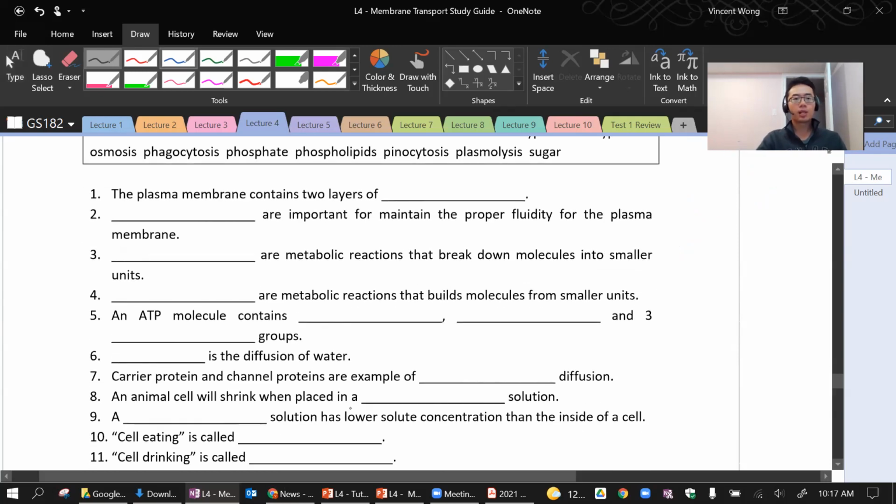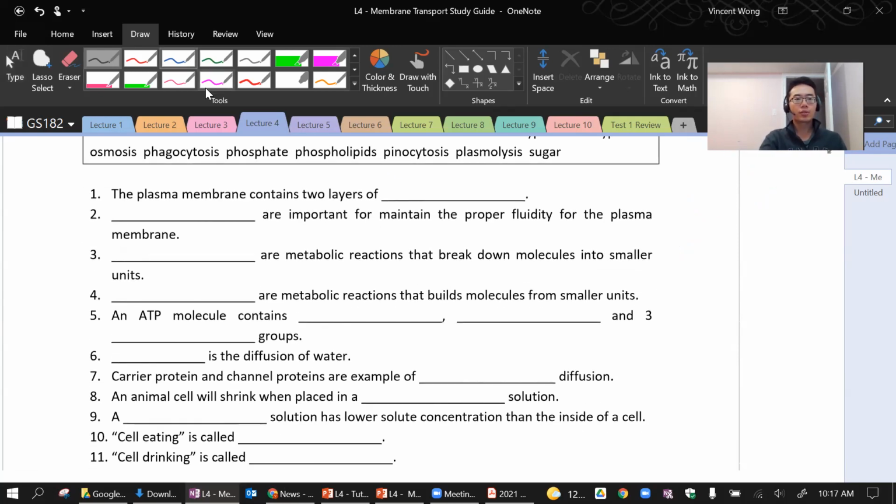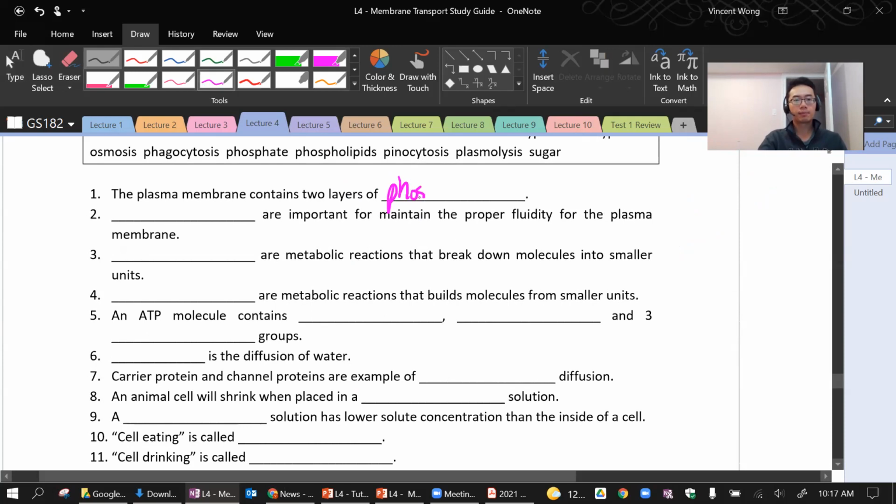Okay, fill in the blanks. The plasma membrane contains 2 layers of phospholipid.